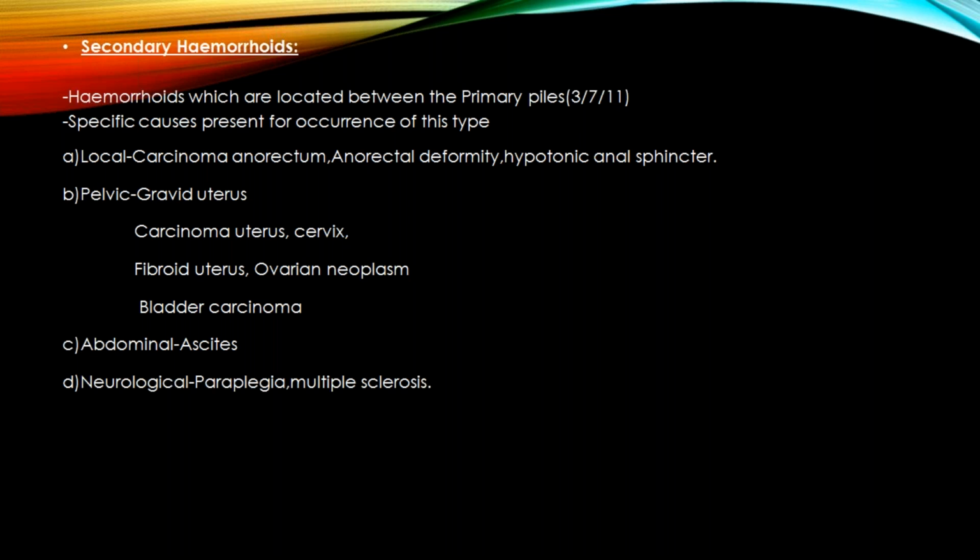Okay, if there are no pelvic causes, then you should look at the abdomen. Is there any ascites? Is there ascitic fluid within the intraperitoneal cavity? Next is the neurological causes. Is the patient having any paraplegia, a cerebrovascular accident, or a spine injury where the patient went into paraplegia, or multiple sclerosis? These are the usual causes, local, pelvic, abdominal, neurological, which result in the occurrence of secondary hemorrhoids.